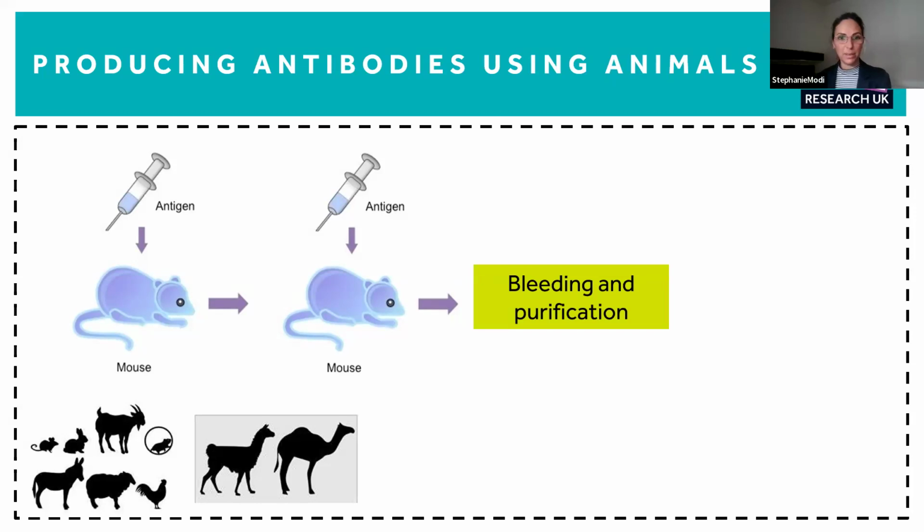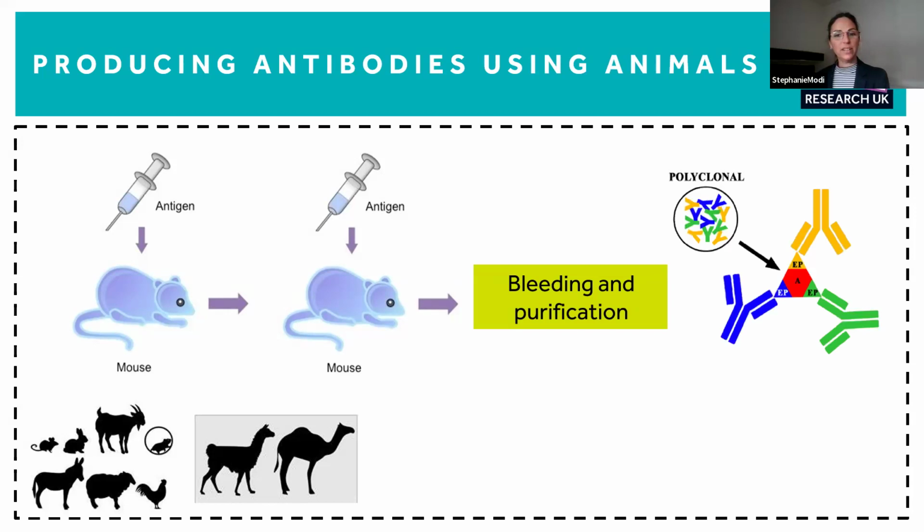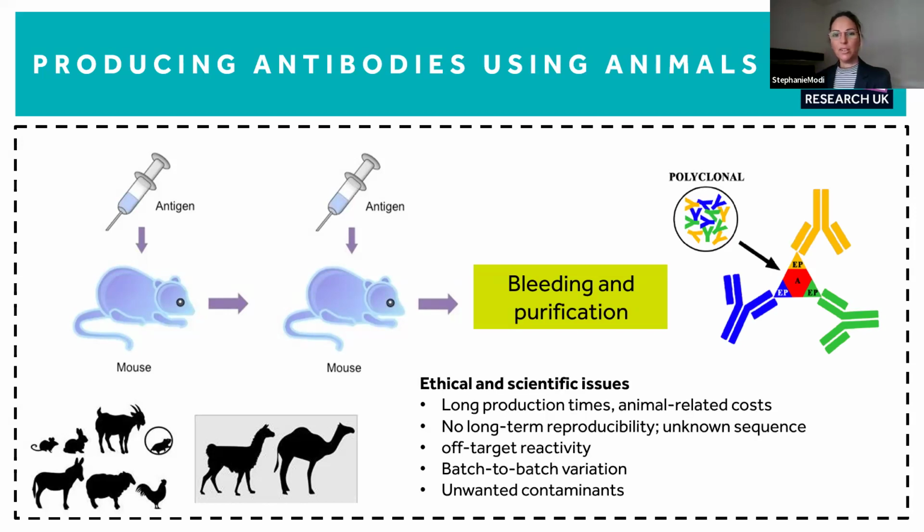Ultimately, the animal is bled and the antibody is purified. And then you end up with a batch of polyclonal antibodies, poly meaning many, which means that these antibodies can identify different epitopes on the same antigen. So you get a mixed bag there.